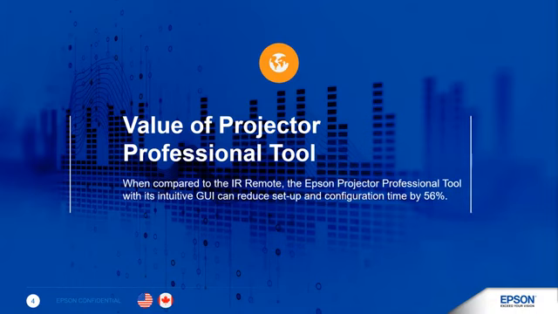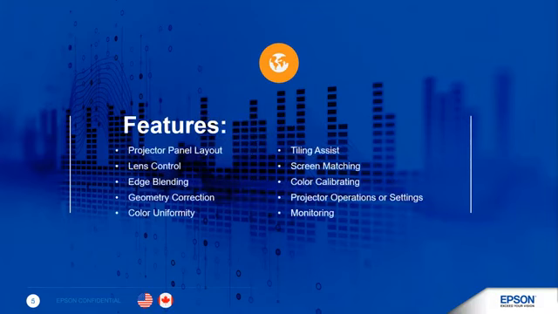When compared to IR remotes, the Epson Projector Professional tool, or EPPT for short, with its GUI interface, reduced setup and configure times on average by about 56%. So very valuable. Some of the features we're going to cover today include the layout, lens control, edge blending, geometric correction, color uniformity, tiling assist, screen matching, color calibration, and some of the monitoring and operations of that software.